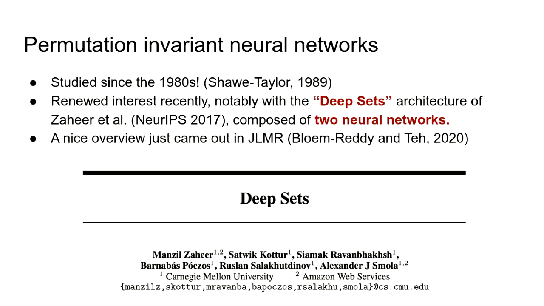Permutation invariant networks have been around since the 80s. But recently there has been renewed interest, notably with this paper called DeepSets, which proposed a specific architecture for permutation invariant neural networks that uses two neural nets. I'm going to describe it later. This has been a very popular paper, and a lot of follow-up work has been done. A nice overview just came out in the Journal of Machine Learning Research, called Probabilistic Symmetries and Invariant Neural Networks.